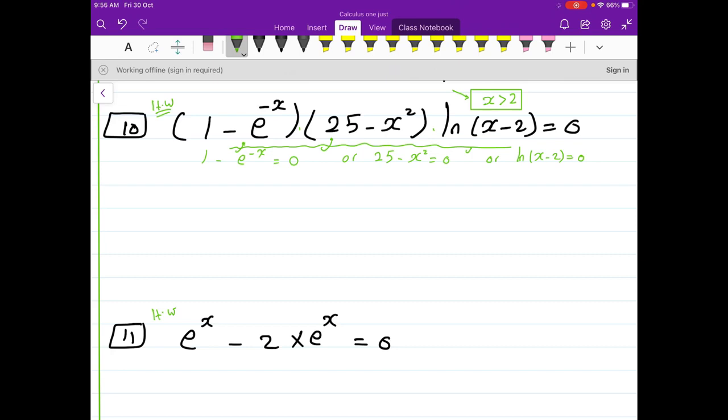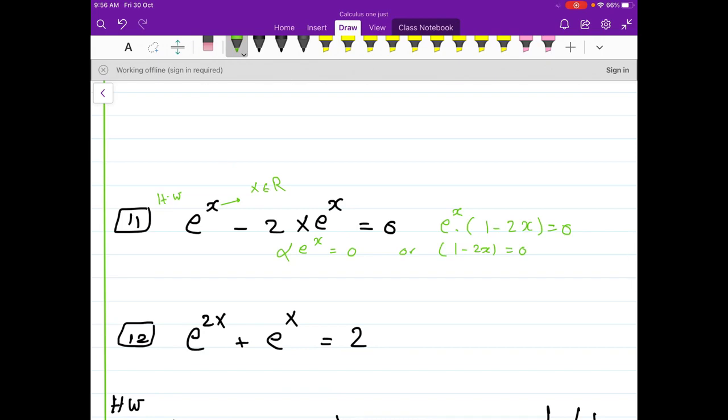So the domain is R. Hint for the solution: you can take a common factor. Notice that here there is no problem, x belongs to R. Now the product of two functions equals 0, that means e to the power x equals 0, or 1 minus 2x equals 0. So this is impossible. There is no value of x such that e to the power x equals 0, and you can continue: x equals 1/2.